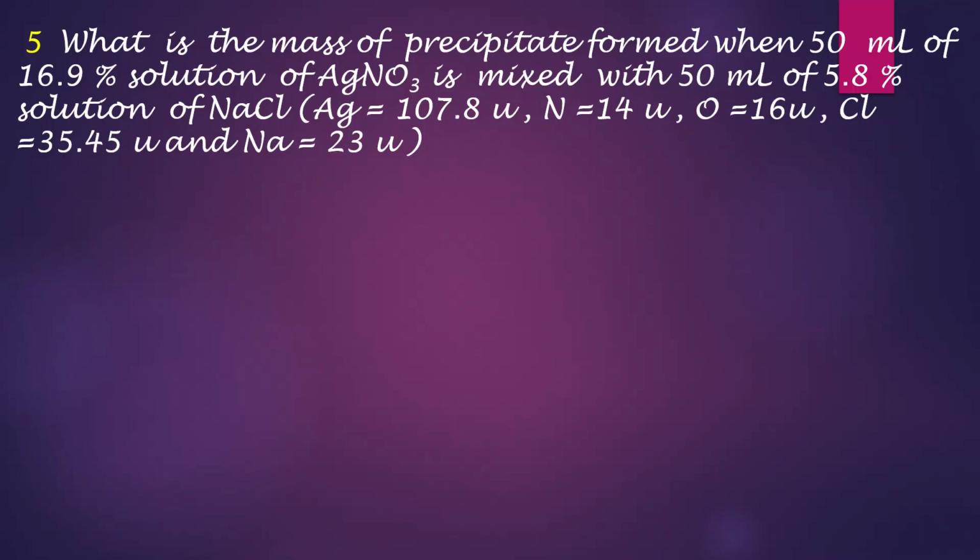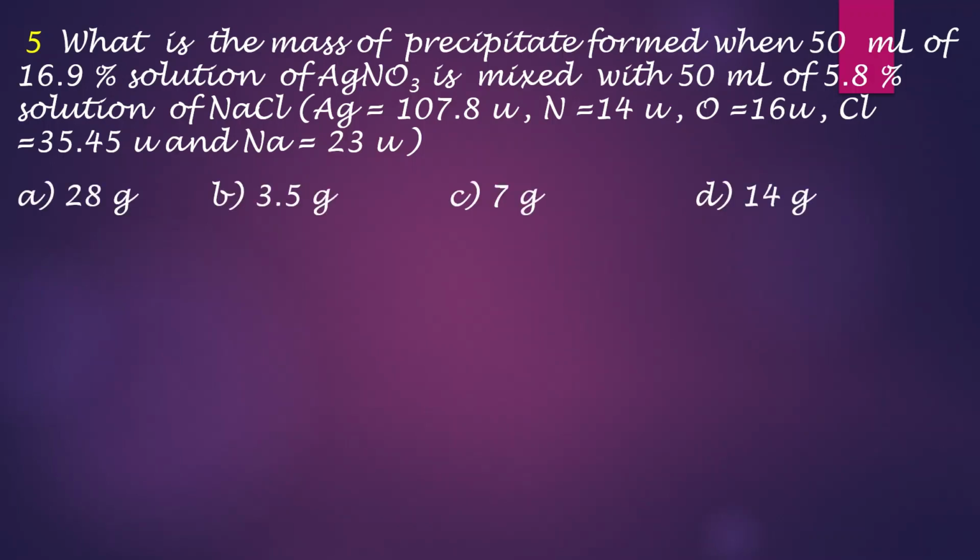Atomic mass of silver Ag equal to 107.8 U. Atomic mass of nitrogen N equal to 14 U. Atomic mass of oxygen O equal to 16 U. Atomic mass of chlorine Cl equal to 35.45 U, and atomic mass of sodium Na equal to 23 U. And here are the options: A 28 gram, B 3.5 gram, C 7 gram, D 14 gram.